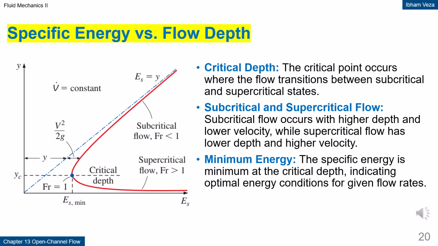Specific energy versus flow depth. For a given discharge, there is a characteristic relationship between specific energy and flow depth. At a certain point, the specific energy reaches a minimum value known as the critical condition. For depths above this point, the flow is subcritical, while below it, the flow is supercritical. This graph shows that one energy value can correspond to two different depths. This concept is very important in analyzing flow transitions and hydraulic structure design.